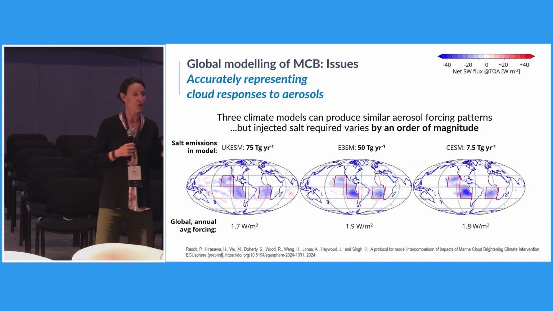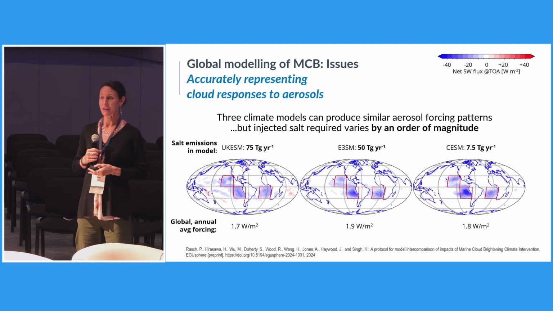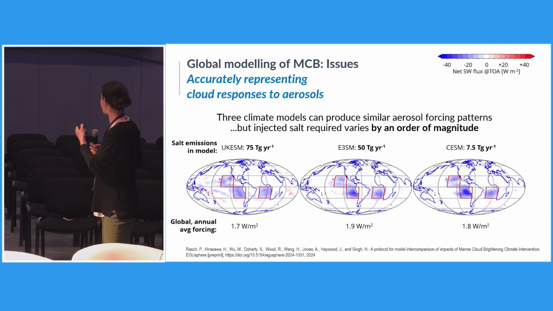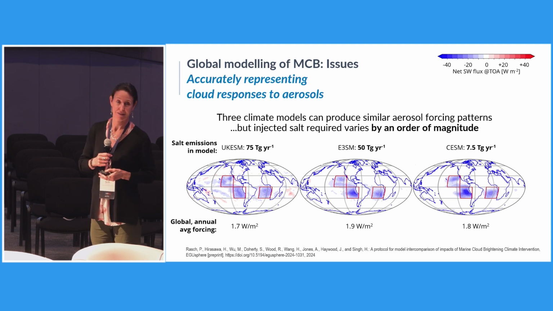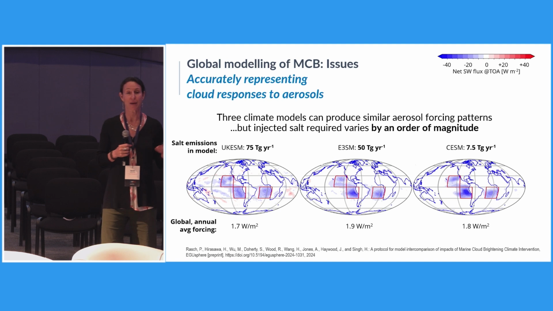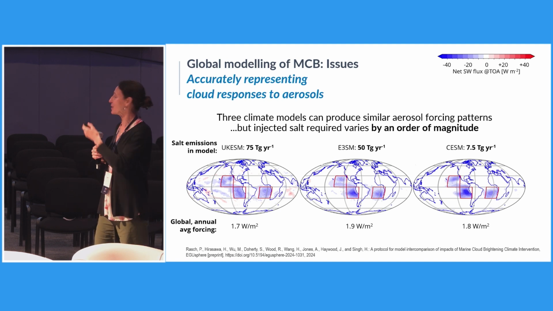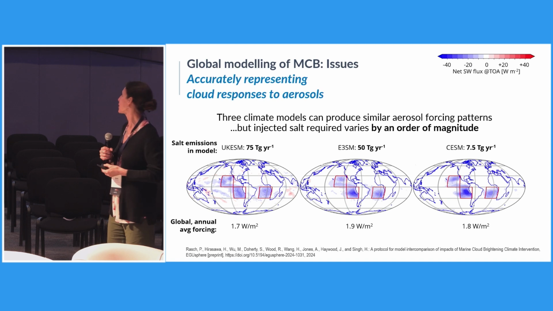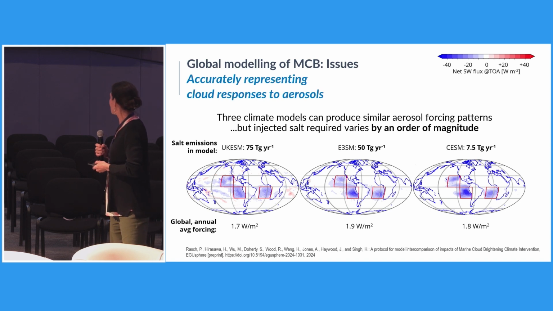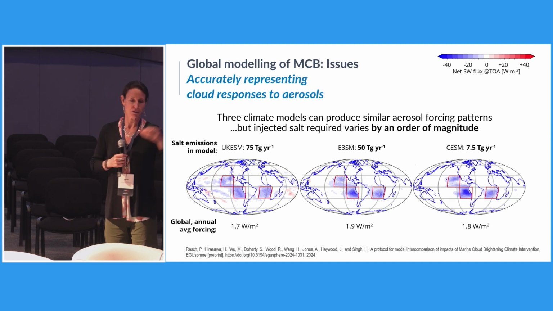Similarly, the amount of salt that it takes to produce a specific amount of cloud brightening varies enormously, by a factor of 10 in mass across 3 global climate models, in order to produce the same amount of cloud brightness. That's because of a whole cascading set of things, but partly because of those differences in responses I was talking about. So these models really differ when you're talking about going from injecting sea salt to producing cloud brightening.